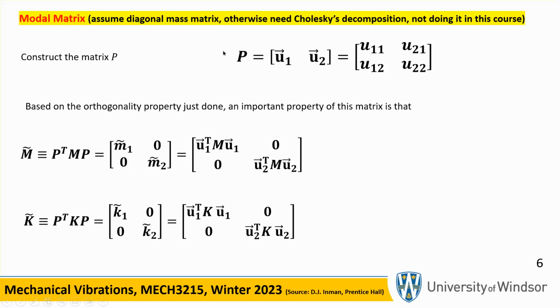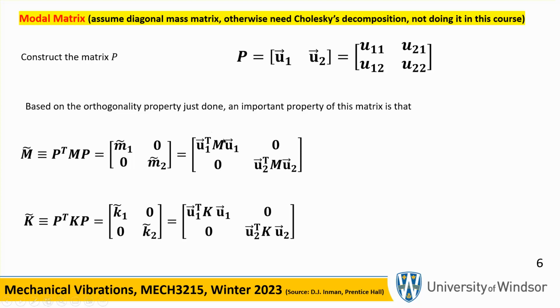Now, this M tilde is called the modal mass matrix. Remember, the P is called the modal matrix because in it we have the different modes. M tilde, which is diagonal, is called the modal mass matrix. K tilde, which is also diagonal, for this 2 by 2 system, of course, is called the modal stiffness matrix.